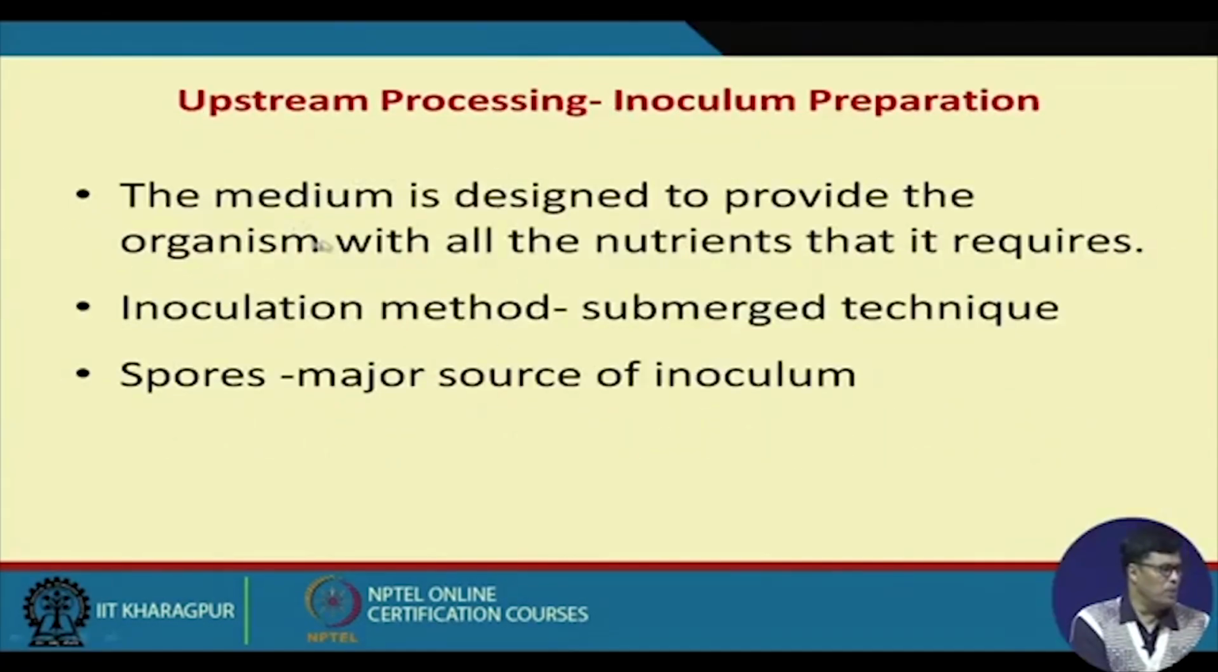Then upstream processing, the media is designed to provide the organism with the nutrient that is required. So this is very important. I told you not only the microorganism is very important, because the microorganism that is used for the industrial fermentation process should be the industrial strain. Industrial strain should not only have higher productivity. I mentioned that if the product concentration is high, your recovery cost or purification cost will be low, so the cost of the product will reduce drastically.